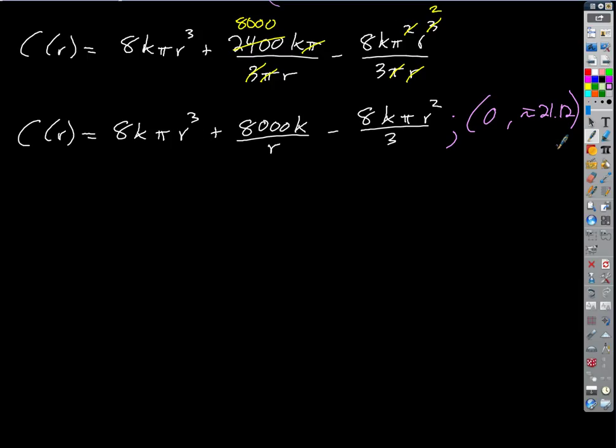All right, so calculus time. Is this a good or bad one? I'd say it's not too bad. The only bad part is we've got this one r on the bottom, but it's not terrible, right? So, okay, what's the derivative of the first term? 24k pi r squared. Okay, here we're going to get minus 8,000k over r squared, minus 16k.